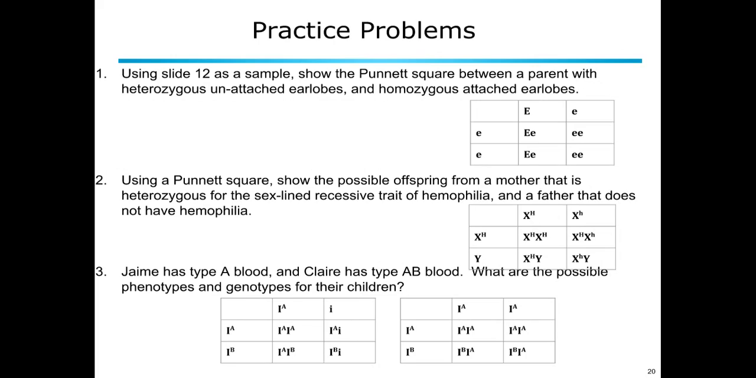And our last question, the type A blood from Jamie could be IA little i, that would express as A blood, and IA IA would also express as A blood. So we had to do 2 possible Punnett squares to determine the phenotypes and genotypes for their children.